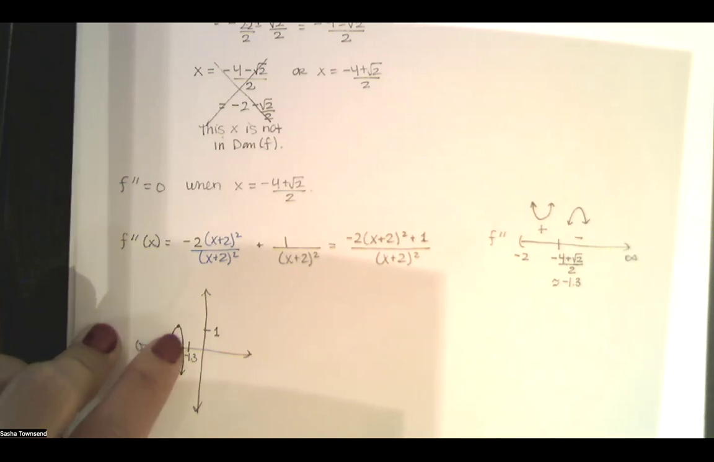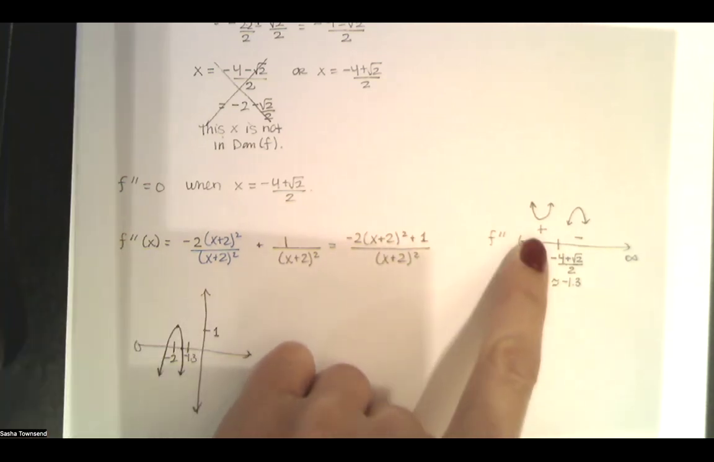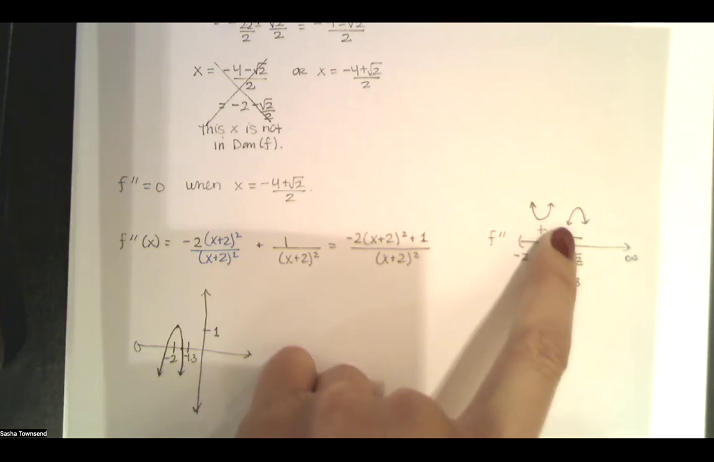Well, we see it's positive on that interval, and then to the right of -1.3, it's negative. So f double prime goes from positive to negative at that point. So the graph should go from concave upward to concave downward. And I think that's what we see when we look at the graph.